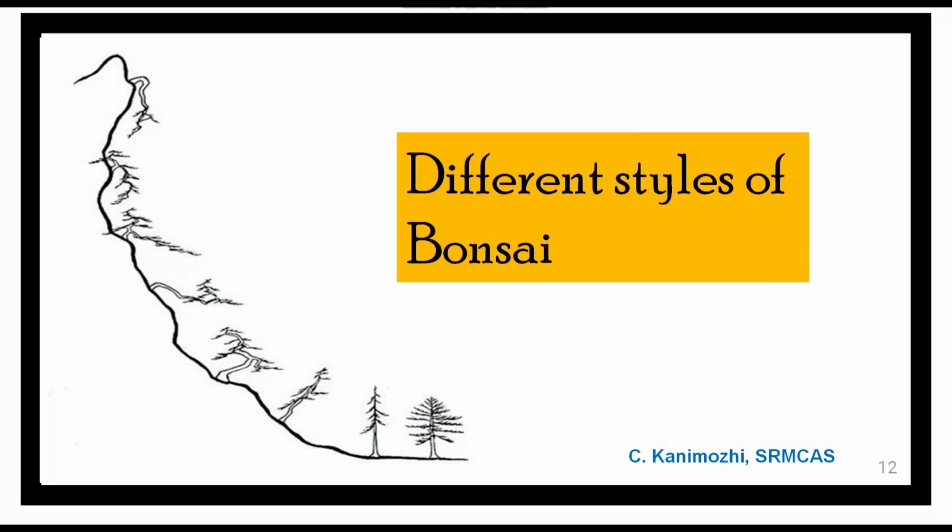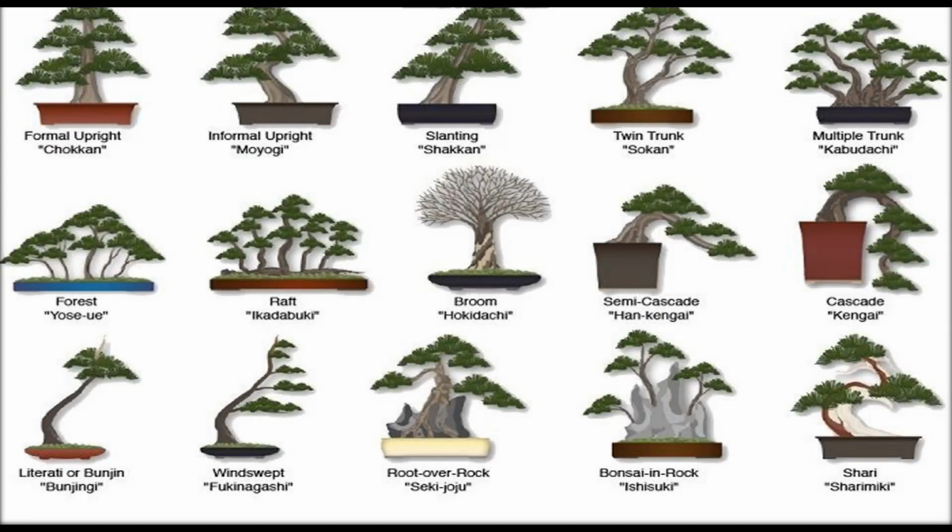Coming to the different styles of bonsai, these are the different styles of bonsai which are practiced by the Japanese. The first ones are the formal upright, informal upright, and slanting bonsai. When you have two trunks, it is considered the twin trunk bonsai. When more trunks arise, it is called multiple trunks. And next are the forest and raft styles. The next are the broom style, semi-cascade and cascade.